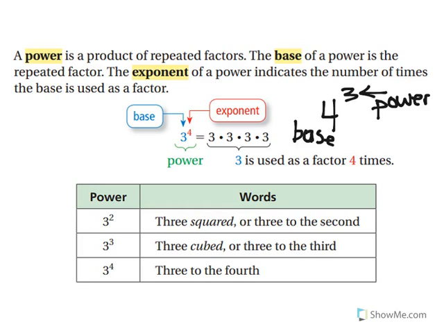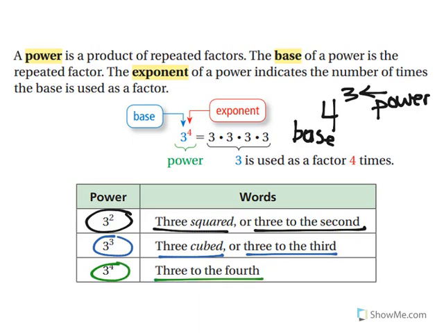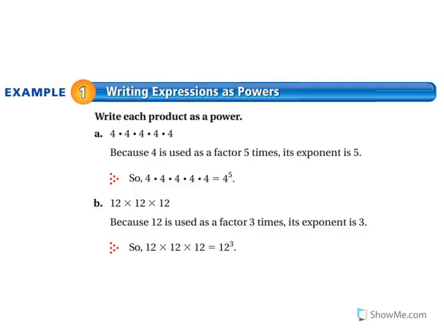You can also think of it in words. So again, over here, you see 3 to the second power can be said either 3 to the second power, or it can be written as 3 squared. If you have this, you can write it as 3 to the third power, or 3 cubed. Or for like this, you'd have just 3 to the fourth power. We don't say it a different way. Okay? Let's go ahead and move on to our first example.